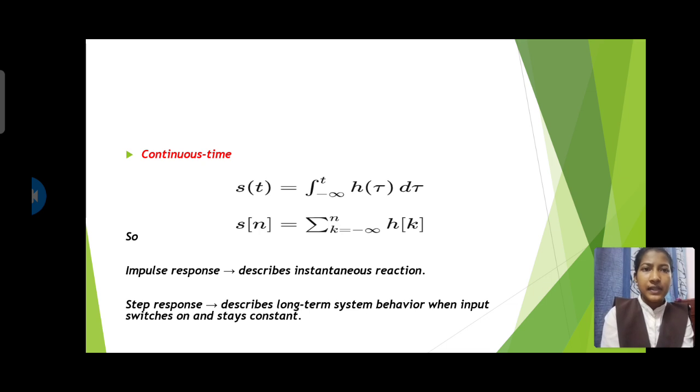For continuous, s of t is equal to integral minus infinity to t h of tau d tau, and for discrete, s of n is equal to sum k is equal to minus infinity to n of h of k. So we can conclude that impulse response describes instantaneous reactions, while step response describes long term system behavior when input switches on and stays constant.